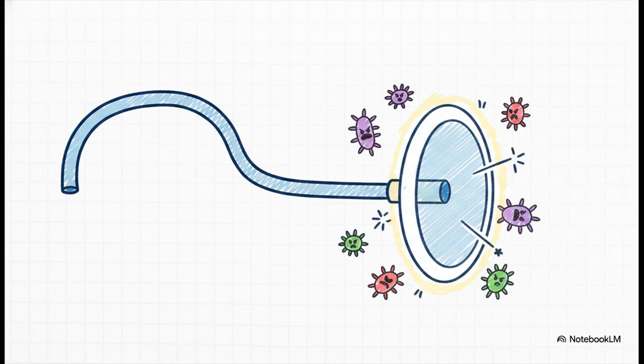Catheterization should only happen when it is absolutely 100% necessary, like if you need a strict output measurement or if the patient has severe retention. And when it is necessary, strict aseptic technique is completely non-negotiable. Why? Simply because introducing a catheter is the number one primary cause of healthcare-associated infections, or HAIs.